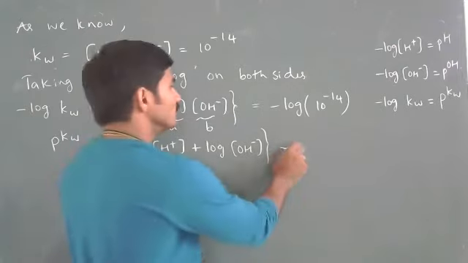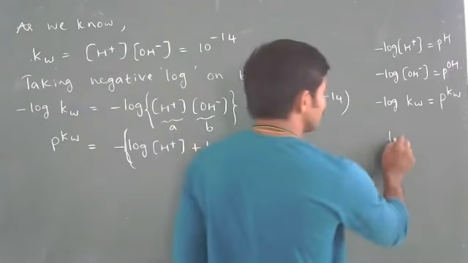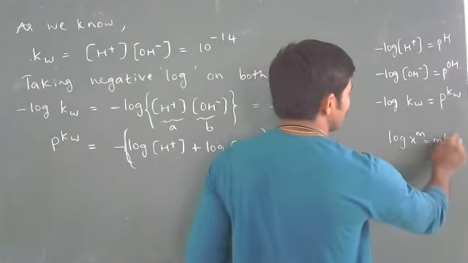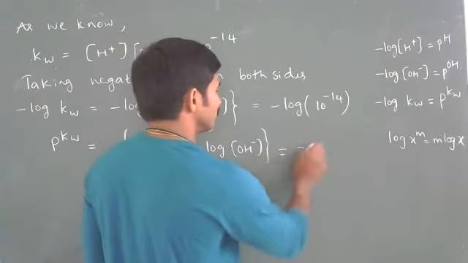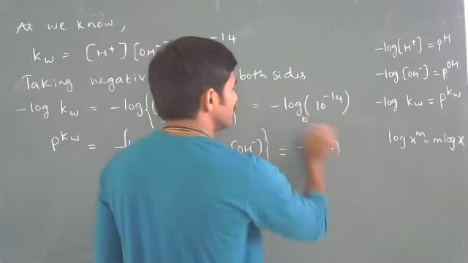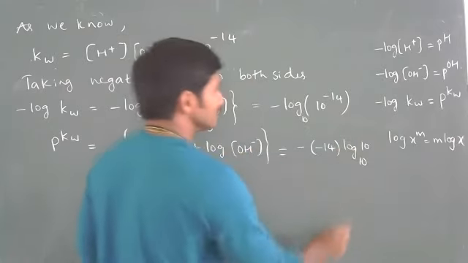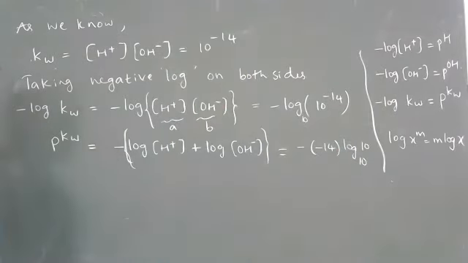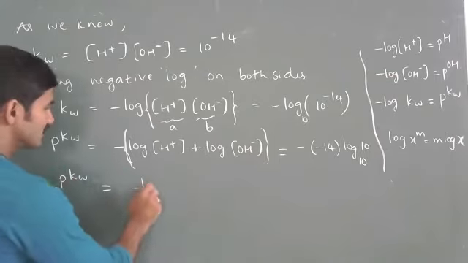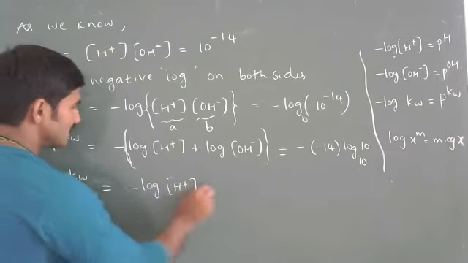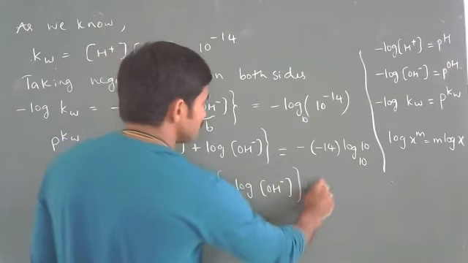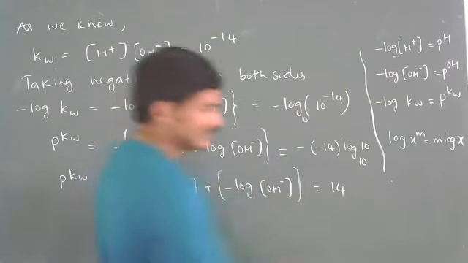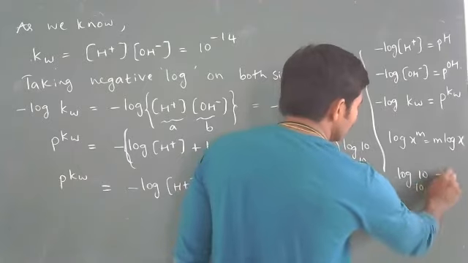Is equal to, this is log exponent. What is the log exponent formula? m log x, right? So here what do I get? Minus of minus 14. Here the base will be 10. Log 10 base 10. So pKw is equal to minus log H plus, minus log OH minus, is equal to 14 log 10 base 10, and log 10 base 10 is 1.